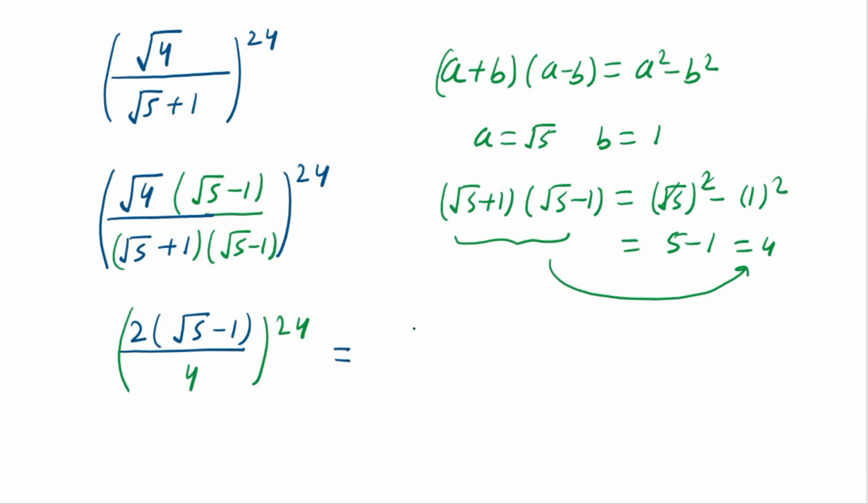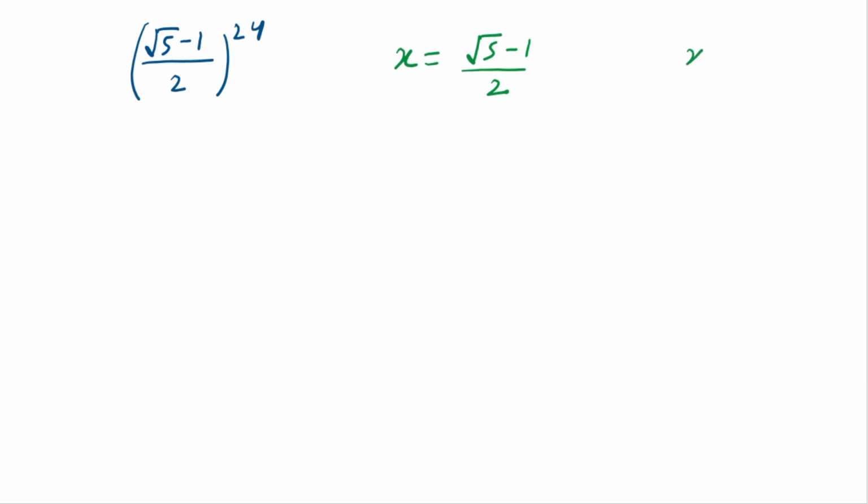This is equals to 2 times square root of 5 minus 1 divided by this 4 is 2 times 2 bracket power 24. This 2 and this 2 is cancelled out. Now in numerator square root of 5 minus 1 divided by 2 bracket power 24. Now here we will apply substitution, and if we substitute, x is equals to square root of 5 minus 1 over 2. This expression is x. So here we need to calculate value of x power 24.